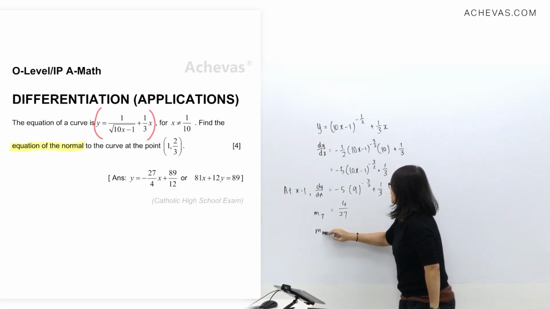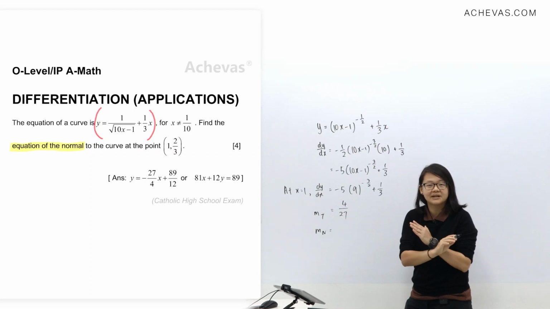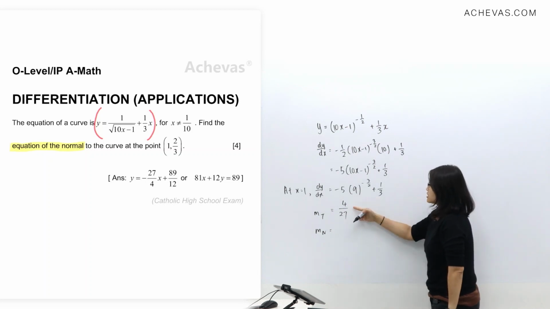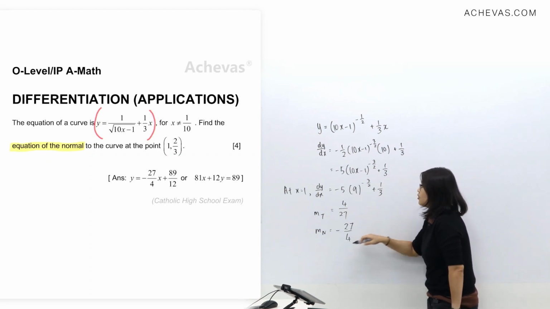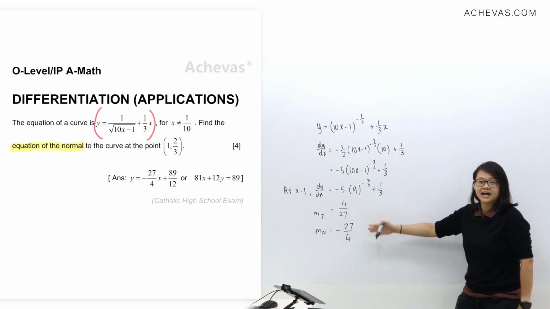So I know they are perpendicular. For the tangent and normal, they are perpendicular. So I'm going to take the perpendicular gradient. So I will switch the sign to negative, and I will change this to its reciprocal. So it will be 27 over 4. Now I have a gradient, I have a point.